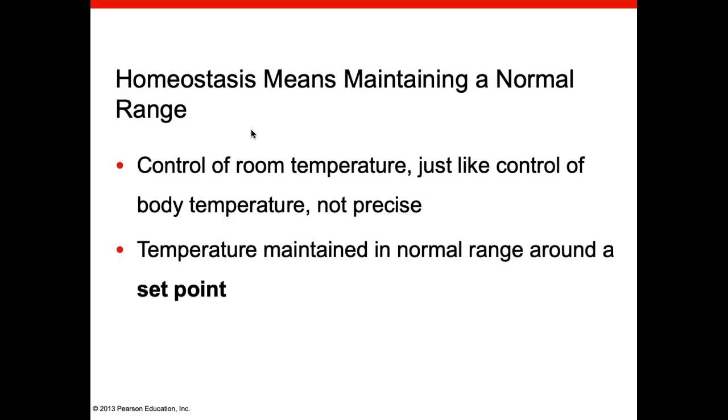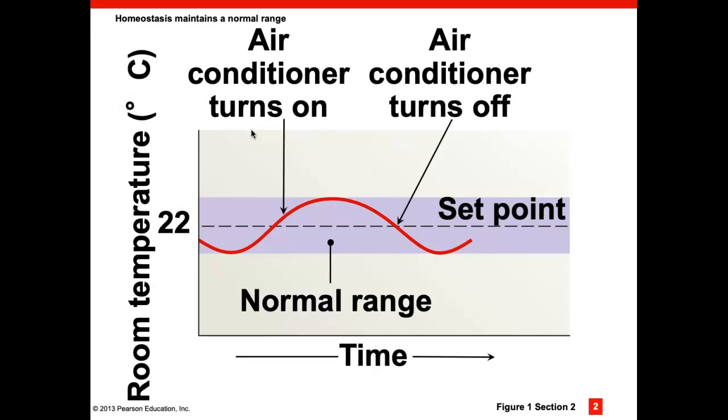Homeostasis means maintaining a normal range. Control of room temperature, just like the control of the body temperature, is not precise. That temperature is maintained in a normal range around a set point. And in this case, the set point is 22 degrees Celsius. And you can see if the temperature dips below that, you're okay. But if it goes above that, the air conditioner turns on, and so on. So the set point at 22 is just the goal, but the temperature will always fluctuate within a specific range.